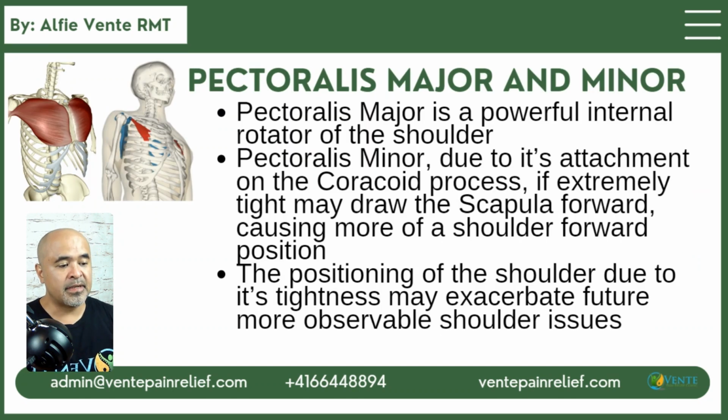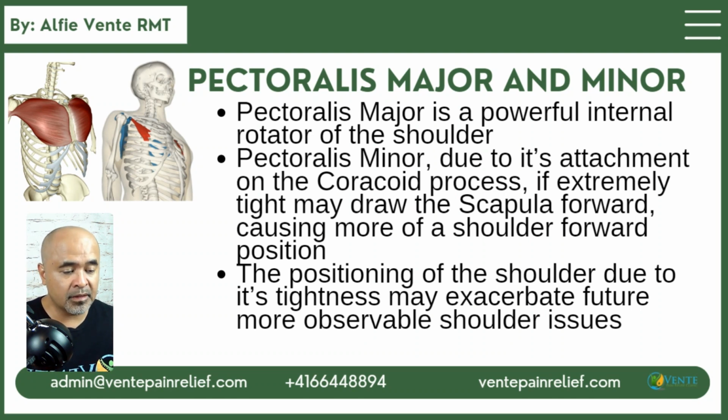So pectoralis major and minor. Okay, I grouped them together. This is the number 2 group that I would work on, the number 2 structures. Pectoralis major is a powerful internal rotator of the shoulder. Pectoralis minor, due to its attachment on the coracoid process, if extremely tight, may draw the scapula forward, causing more of a shoulder forward position. The position of the shoulder, due to its tightness, may exacerbate future observable shoulder issues.